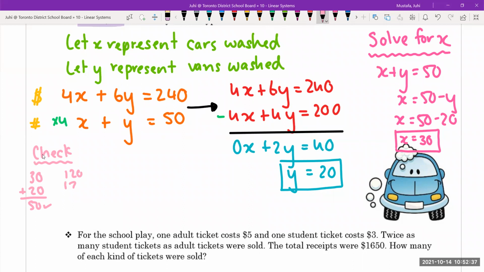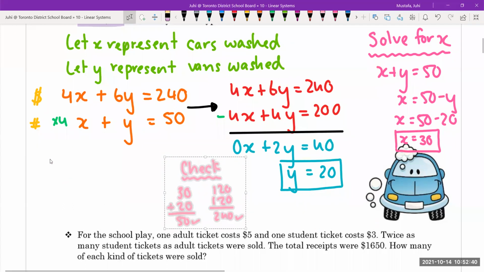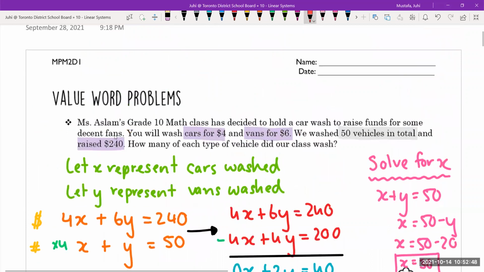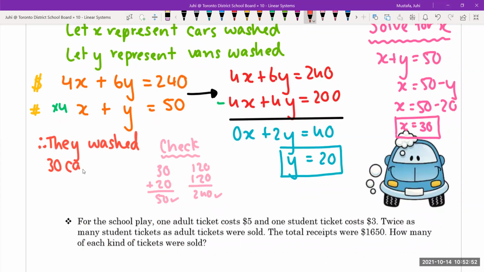So how many of each vehicle are there? Therefore, I think it's lagging. What does the question say? How many of each type did our class wash? So they washed 30 cars and 20 vans.